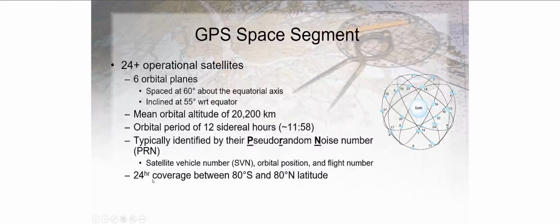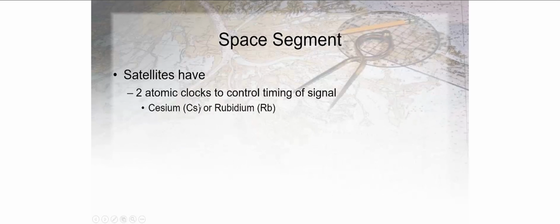Basically, the system was designed to provide 24-hour coverage between the latitudes of 80 degrees south and 80 degrees north, 24 hours a day. That means there's at least 4 satellites above 15 degrees at all times during the day. The satellites have 2 atomic clocks.